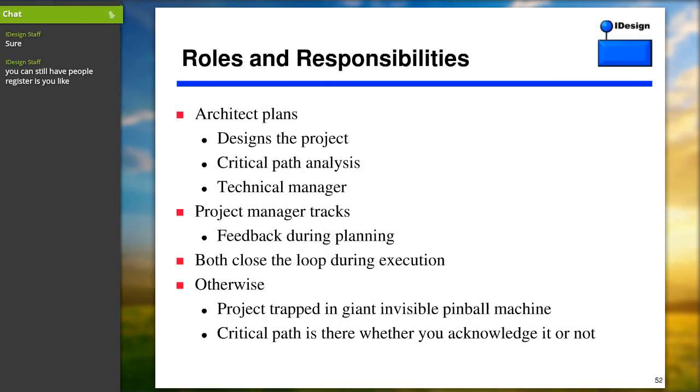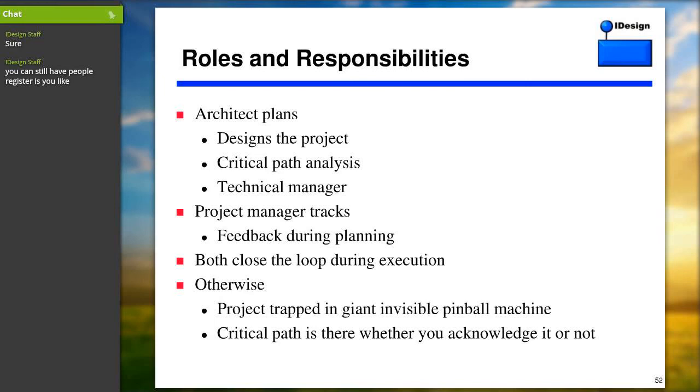The architect needs to plan. You need to design the project, do the critical path analysis. As a technical manager, two things happen. You're the only one that has the insight for how to do these things properly, and the only one that even has the personality traits for doing these. Doing proper project design is a design task, and architects are doing design.